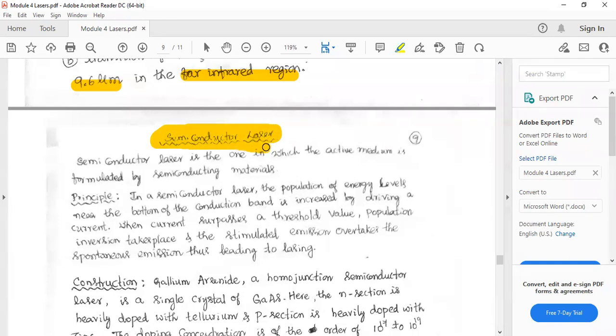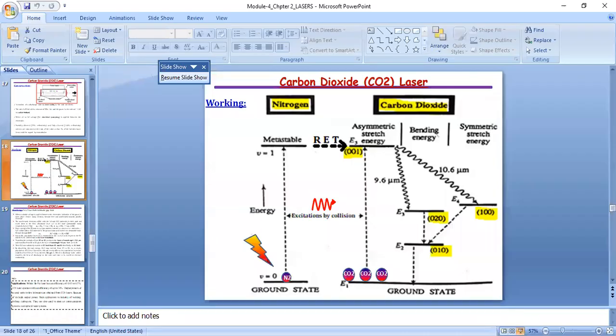I hope you all know the meaning of semiconductor. Semiconductors are the materials having conductivity between conductors and insulators, right?